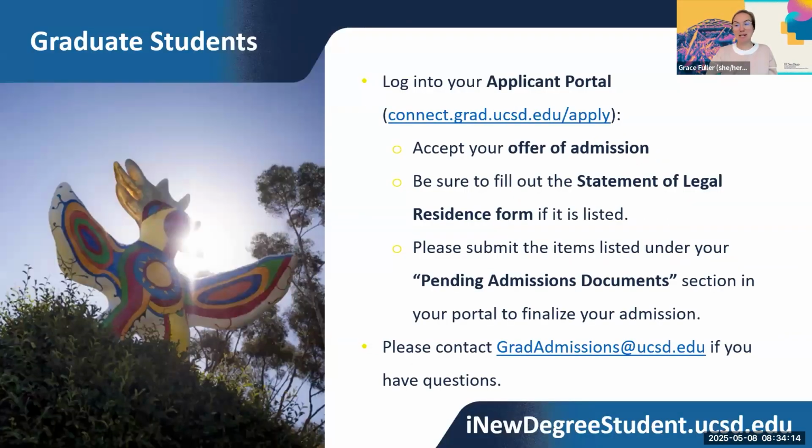Okay, so some reminders from graduate admission. Your first steps, if you're a graduate student: please remember to log into your applicant portal, accept that offer of admission, fill out that statement of legal residence form if it's listed, and start to submit, as you're able, those pending admission documents, knowing you can always contact gradadmissions@ucsd.edu if you have questions.